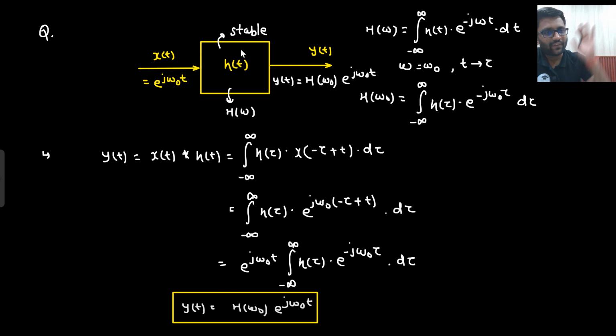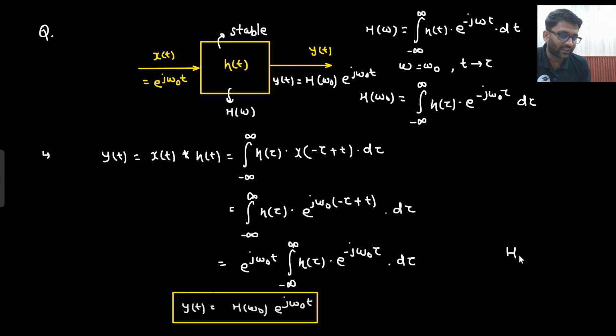H of omega will be defined only when the ROC includes the j omega axis. So if it is defined, then you don't need to think. What I am saying is, for a particular system, they have defined H of omega, and your input is e to the power j omega naught t. So now you don't need to think anything. Directly put omega naught and the answer will be correct.